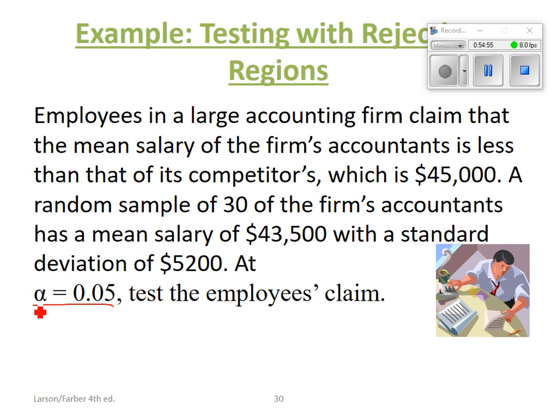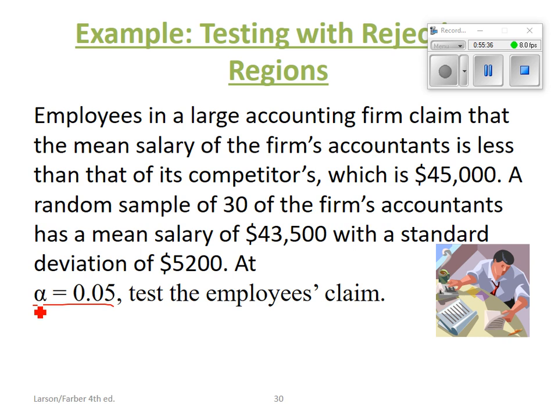Next thing we do is we find our Z. That's X bar minus mu, which X bar this time is 43,500. Mu is 45,000 over S divided by the square root of N, which is 30. We find that. I know the top is negative 1,500. Do that in my head probably.